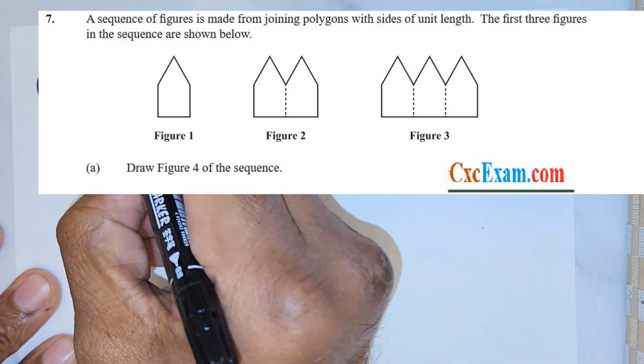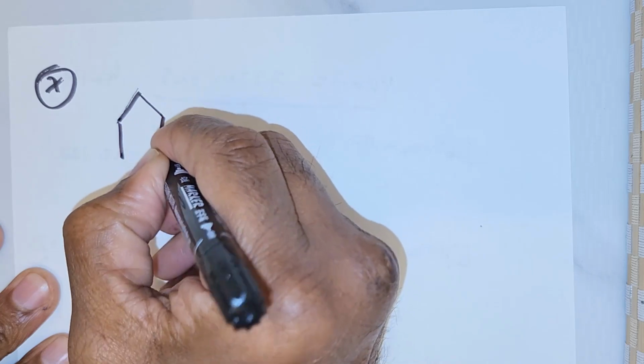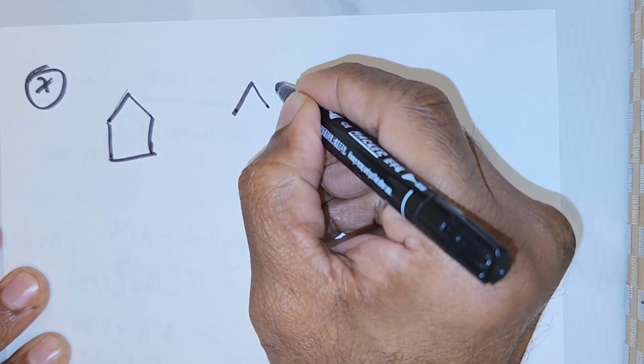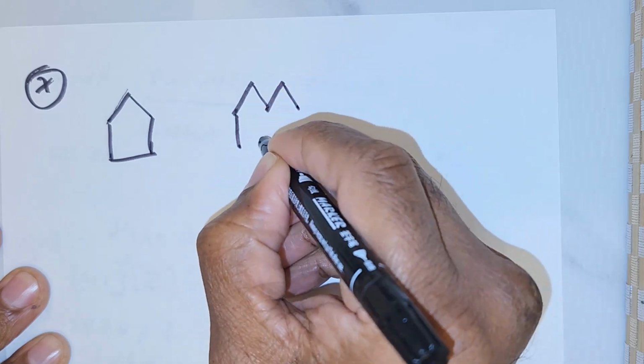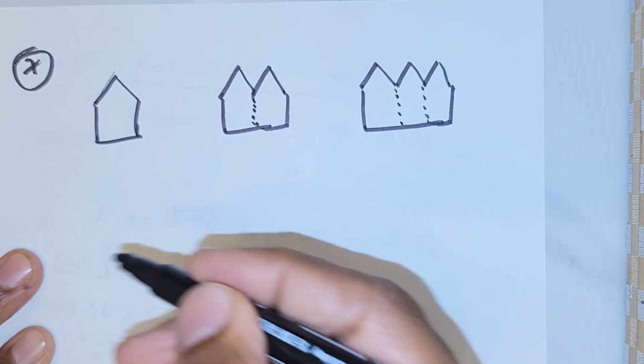Okay, so this is question number 7. We have been given a series of figures like this. Actually, sequence is the best word. Now we are asked to draw the fourth figure.